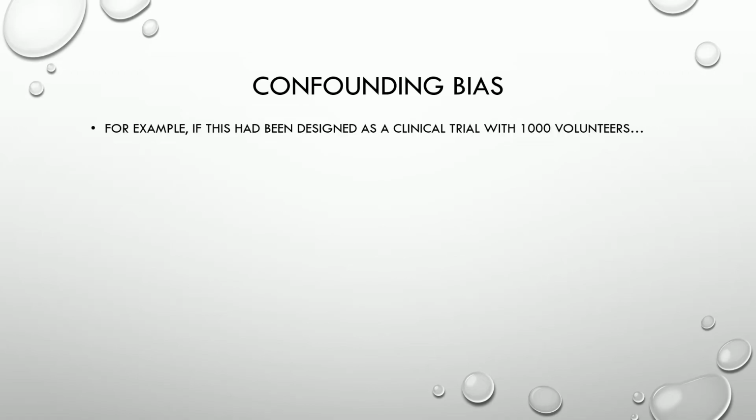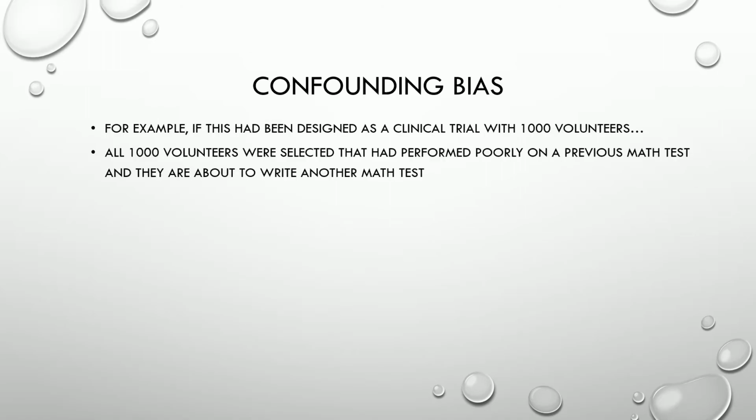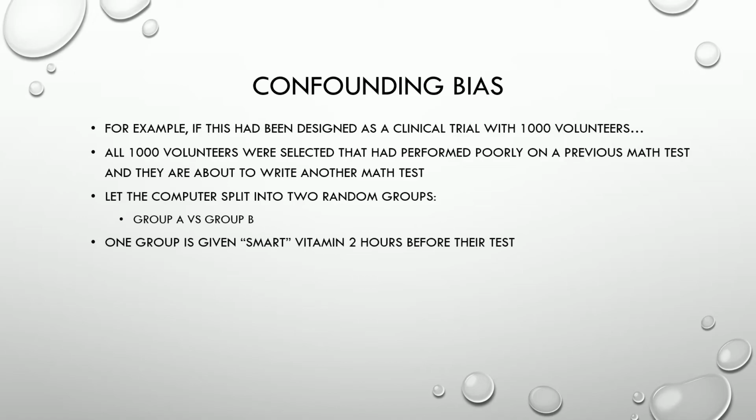So for example, if this prior example had been designed as a clinical trial with 1,000 volunteers, let's say that all 1,000 volunteers were selected that had performed poorly on a previous math test and they're about to write another math test. Let the computer split them into two random groups, Group A versus Group B. One group is given this smart vitamin 2 hours before their test. The other group is given placebo 2 hours before their test.